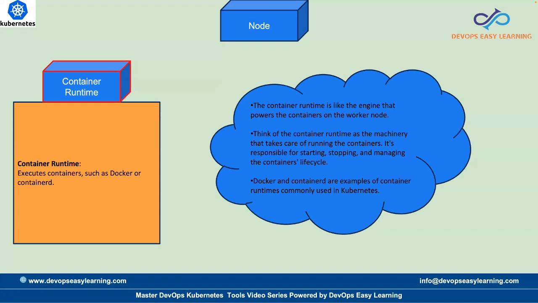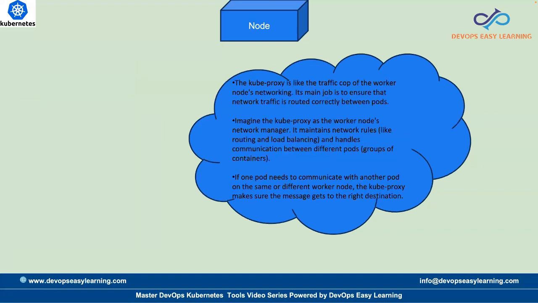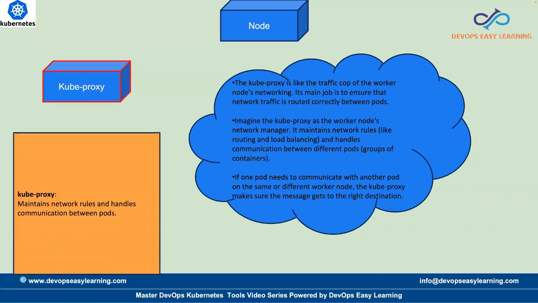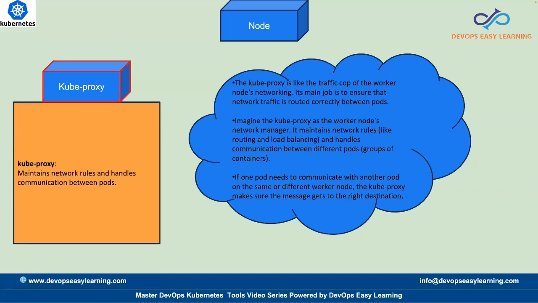So inside the node, we have kubelet, and we have a container runtime, which can be either Docker or containerd. Now, we have another important element called kube-proxy. Kube-proxy maintains network rules and handles communication between pods. It is the element that manages networking inside the node, and it allows pod-to-pod communication.